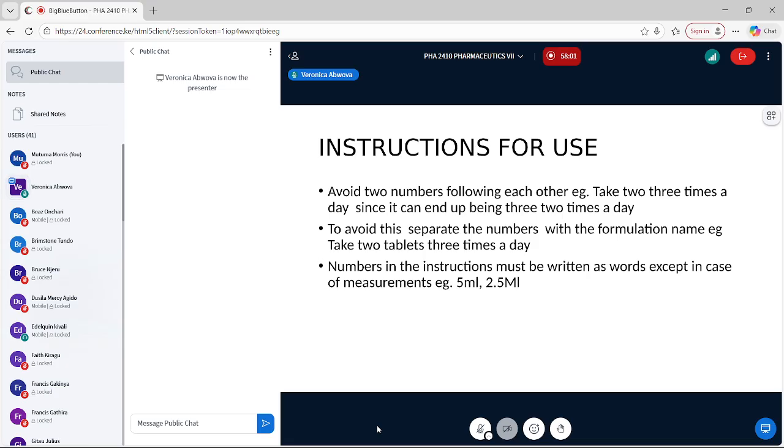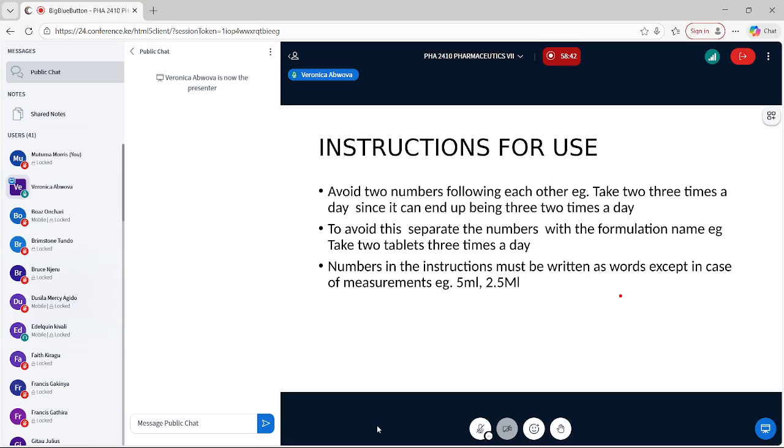Then avoid 2 numbers following each other. For example, avoid writing take 2, 3 times a day, okay? Because hopefully you have experienced that your eyes can actually change this, okay? You read something and your head tells you, I actually read 3, 2, okay? So because of that, usually we say separate the numbers with the formulation name, okay? Avoid saying, take 2 3 times a day. It can end up being 3 2 times a day.